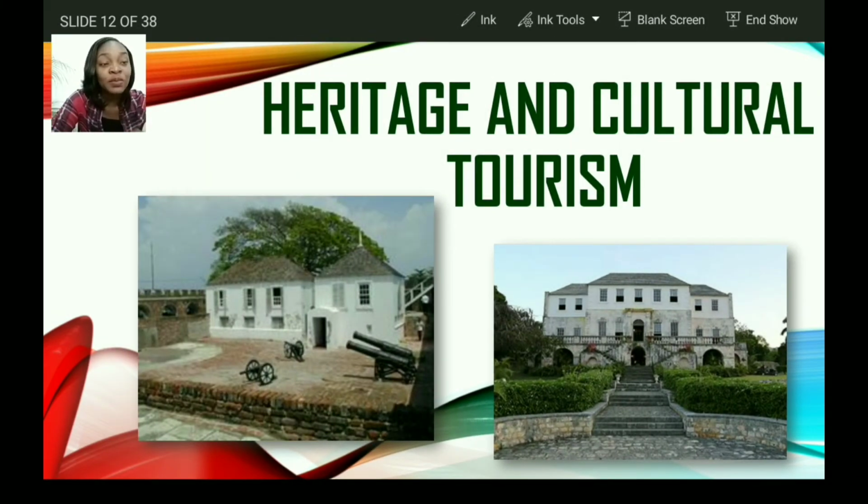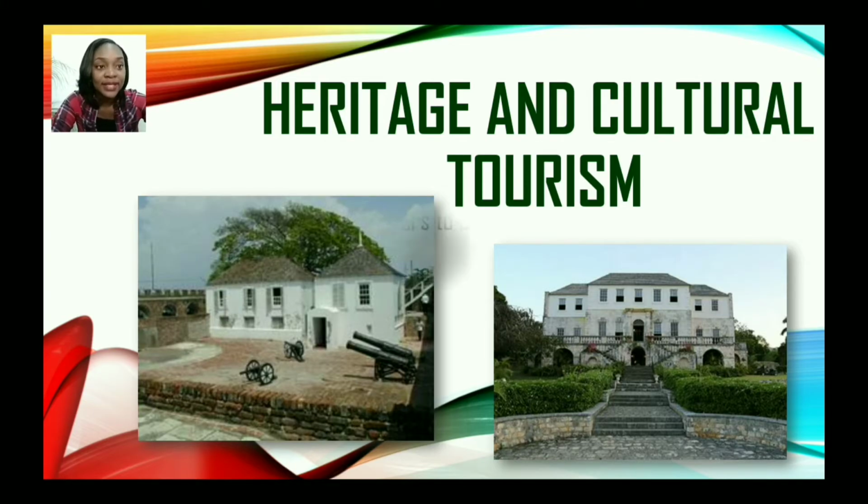Now, the next that we'll be looking at is heritage and cultural tourism. Now, can you identify these two sites and in which country they are located? Can you? Awesome. If you said Rose Hall and Port Royal, you are correct.